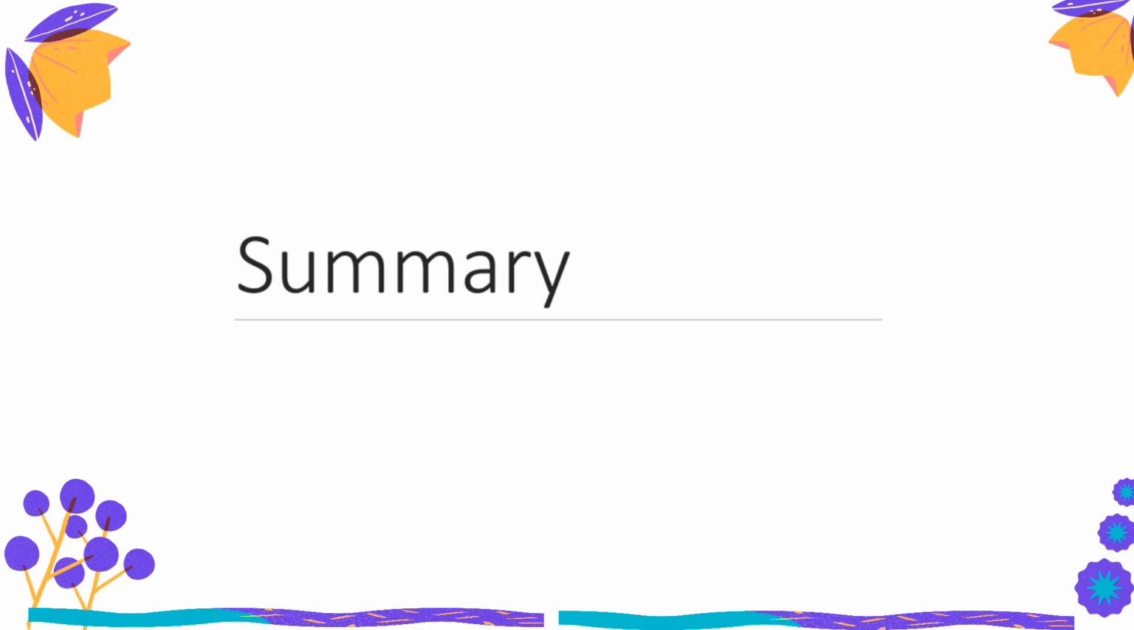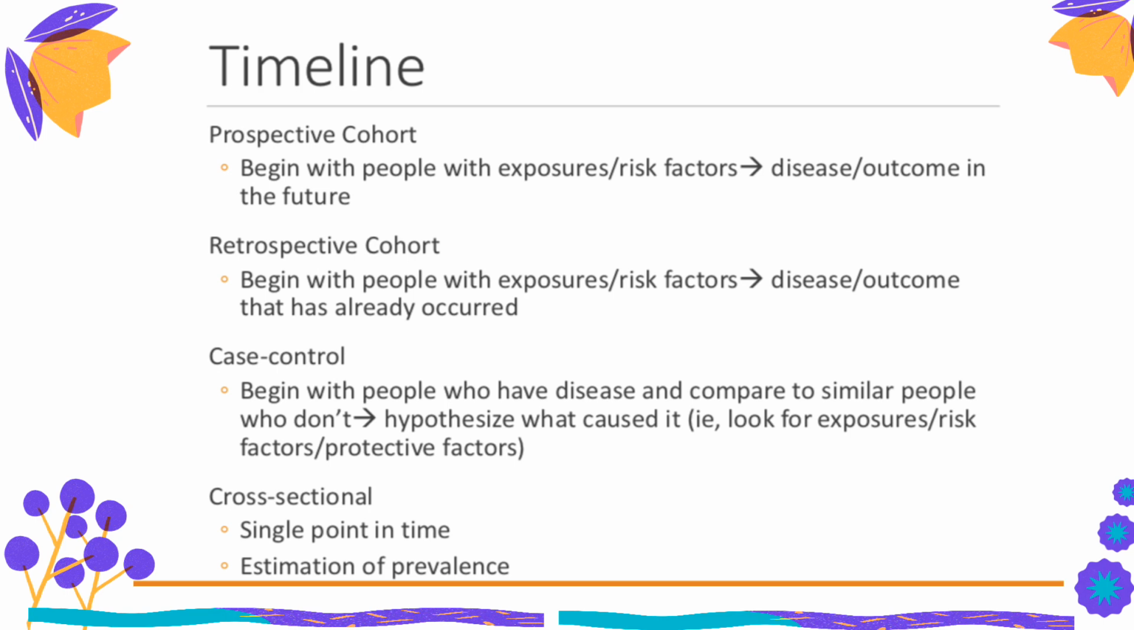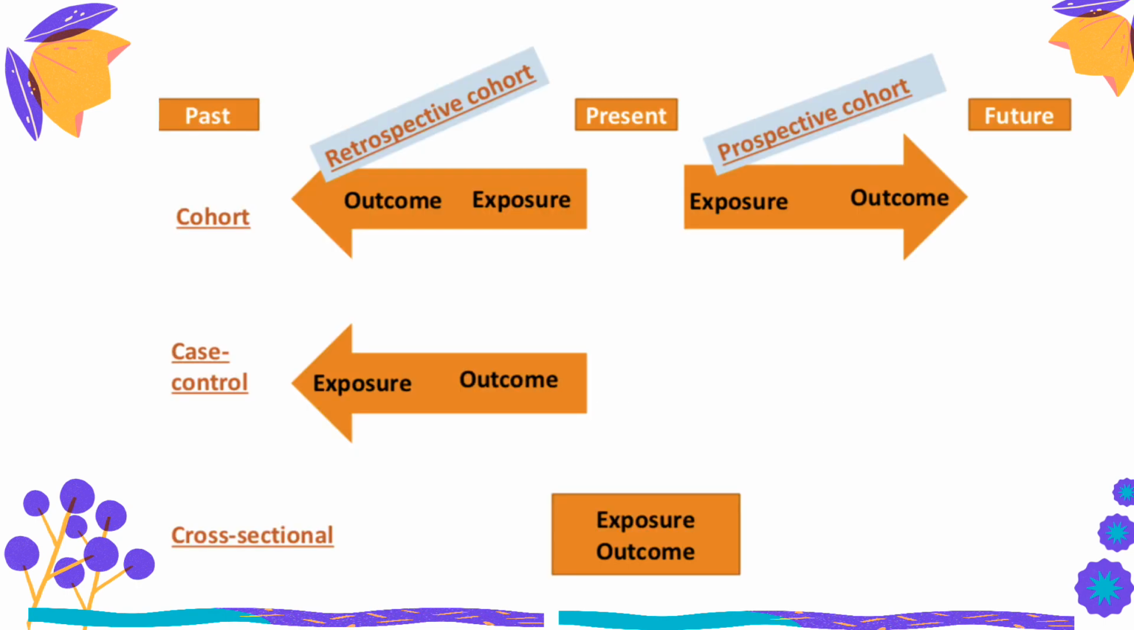In summary, observational study designs are cohort research design, case control, cross-sectional surveys, and case report and case series. According to timeline, we have prospective cohort, retrospective cohort, case control, and cross-sectional. It can be summarized this way: comparing the past with the present and the future.